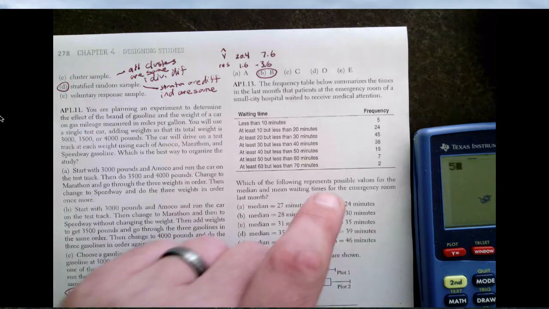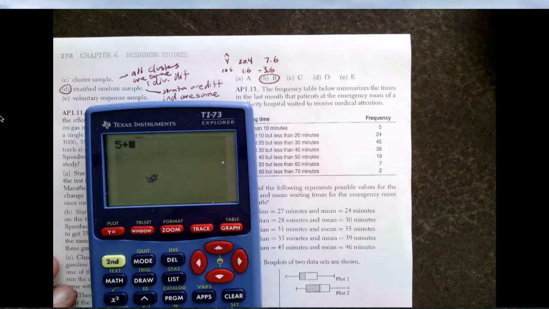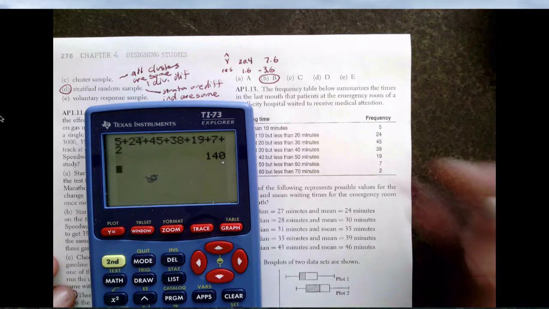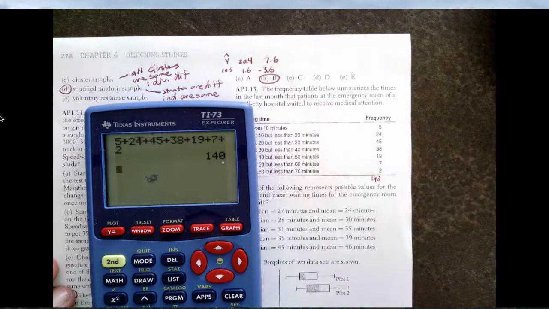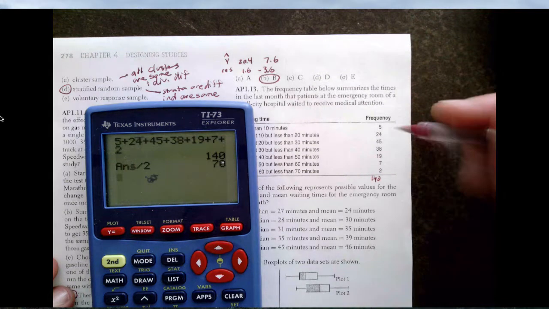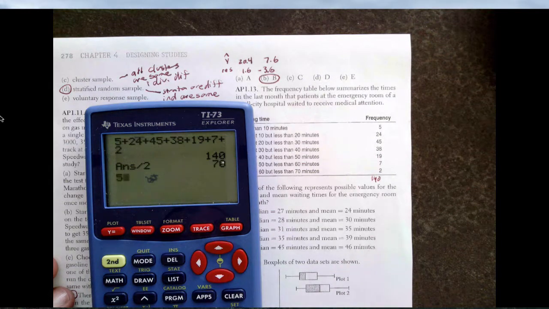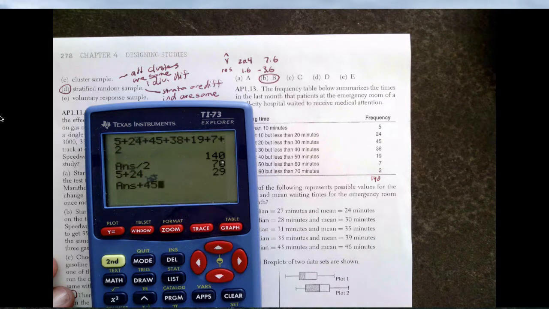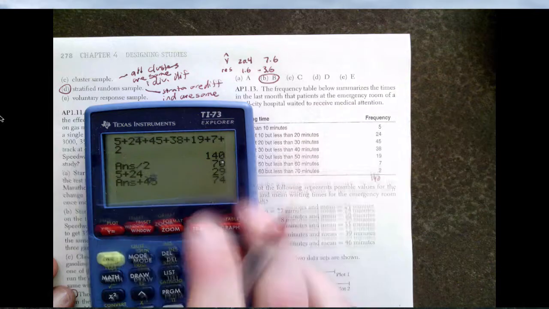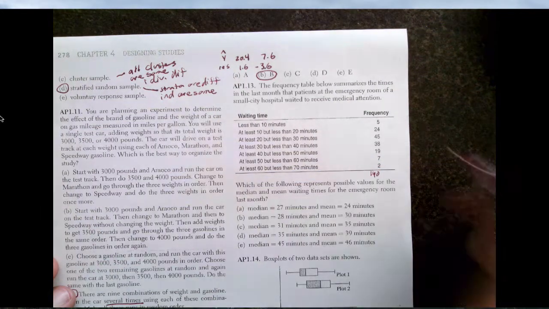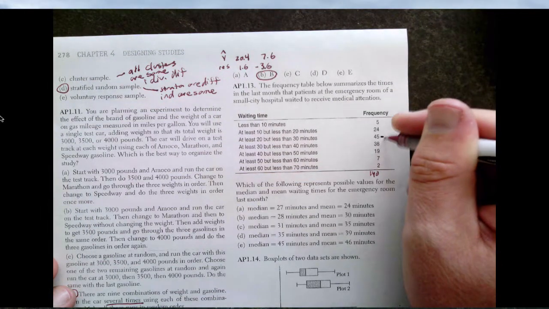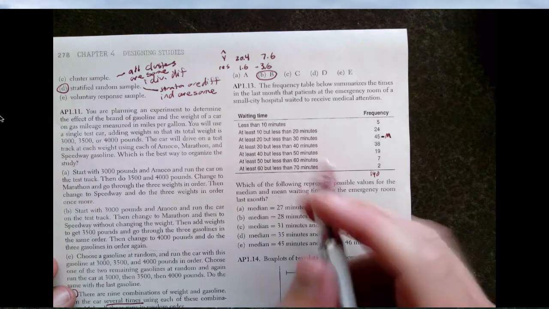Okay, so I'm going to add 5 plus 24 plus 45 plus 38 plus 19 plus 7 plus 2. And I find that there's 140 total things there. Okay, so half of that is 70. So how soon until I get to 70? If I go 5 plus 24, I'm at 29, plus 45. Okay, now I'm at 74. So somewhere the 70th value occurs somewhere in here. I know my median has to be somewhere in the 20 to 30 range.